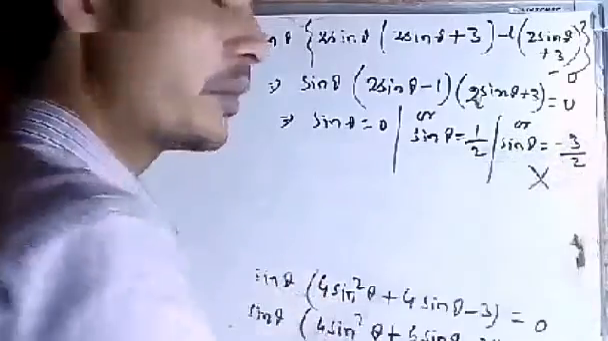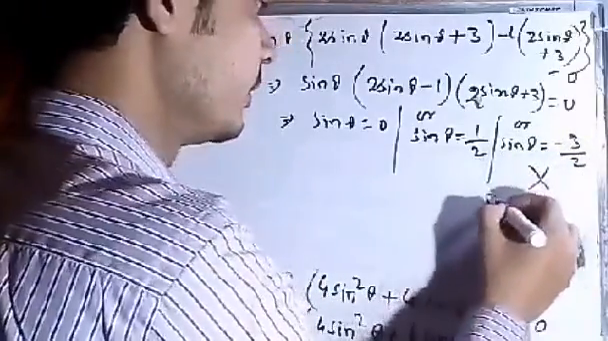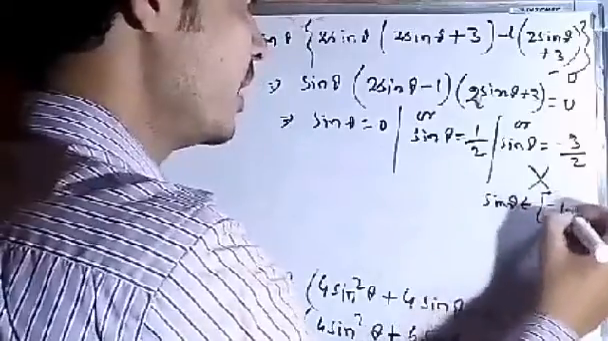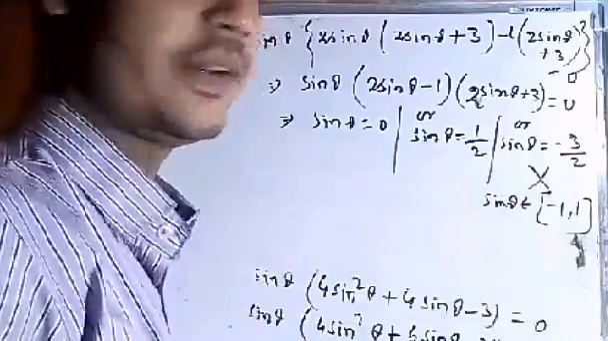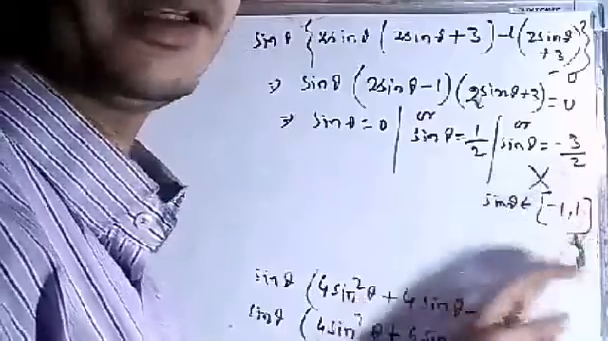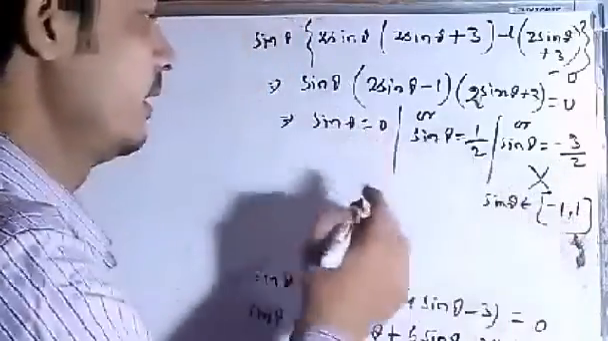Now this value is not possible, as sine theta belongs to the closed interval minus 1 comma 1. So the value of sine theta can never be less than minus 1. So we neglect this value.